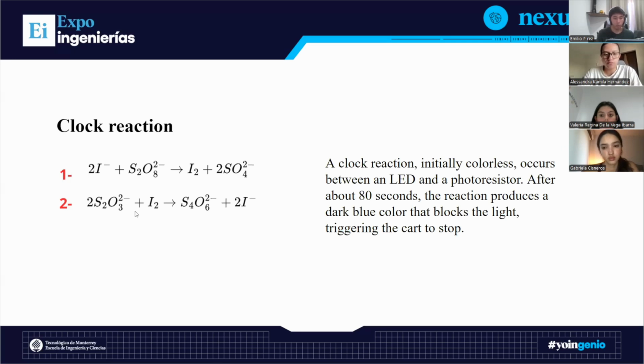iodine is reduced back into iodide, and thiosulfate is oxidized to tetrathionate, which leads to the color change trigger. This happens once the thiosulfate is exhausted and iodine accumulates, which in the presence of starch turns dark blue, meaning the end of our clock reaction.